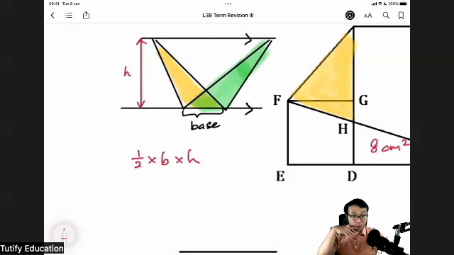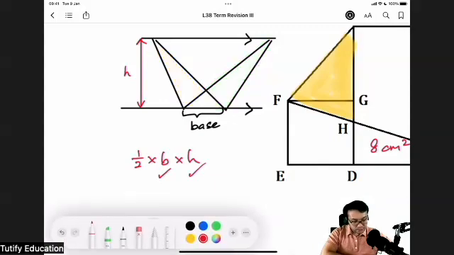Yes, of course. Because they have the same base, they have the same height. So if you try to find the area, half times base times height, you will still get the same answer for both triangles. So the area of the yellow triangle is equal to the area of the green triangle.